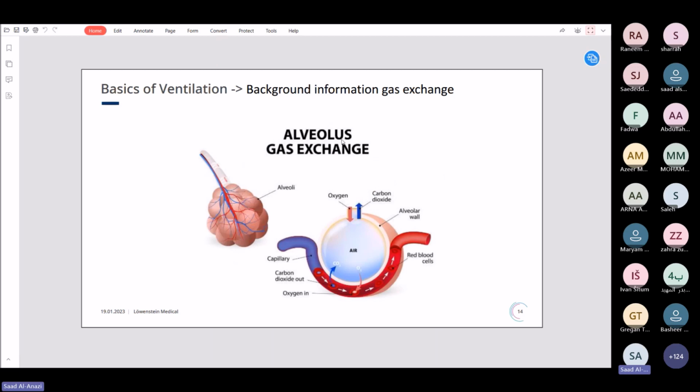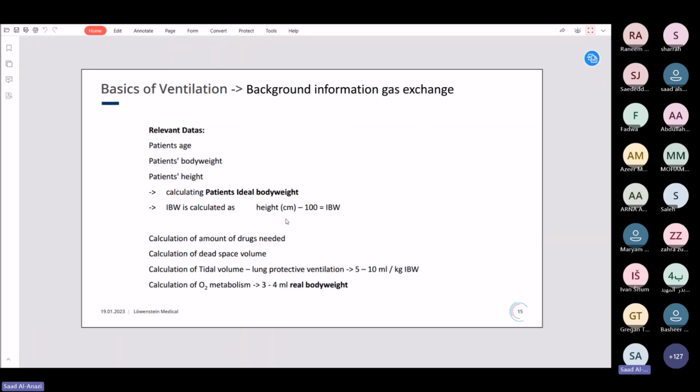As you see on this screen, we have the alveolar gas exchange of oxygen and carbon dioxide, and the diffusion concept: oxygen goes from the alveolar air into the red blood cells, and CO2 goes from the red blood cells to the lung again to be removed.